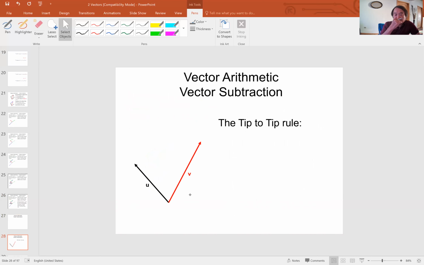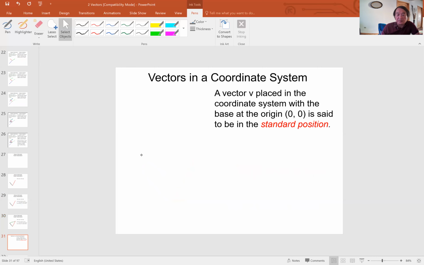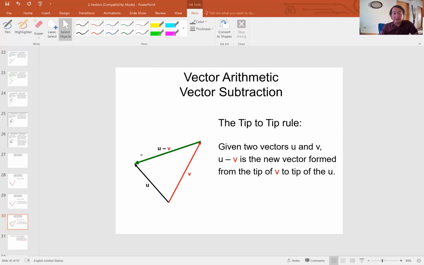Okay, vector subtraction. How do we subtract vectors? That's the tip-to-tip rule. If I want to find the difference of two vectors, I draw from the tip of one vector to the tip of the other vector. That's the difference, the subtraction between the two vectors. So u minus v is from v to u. This is the picture for subtracting vectors.